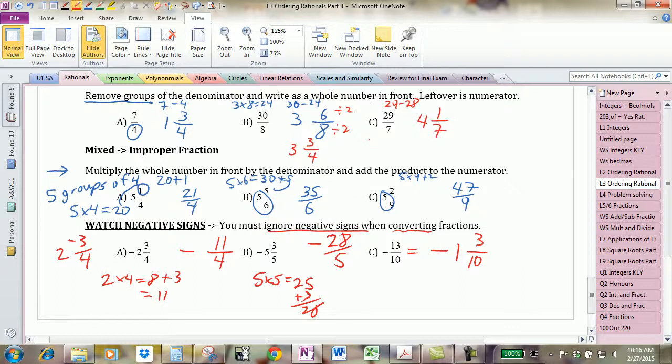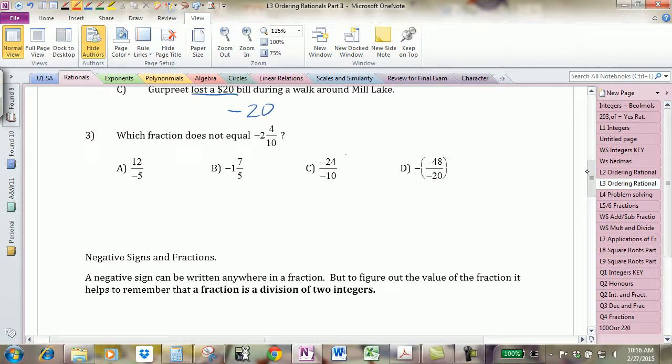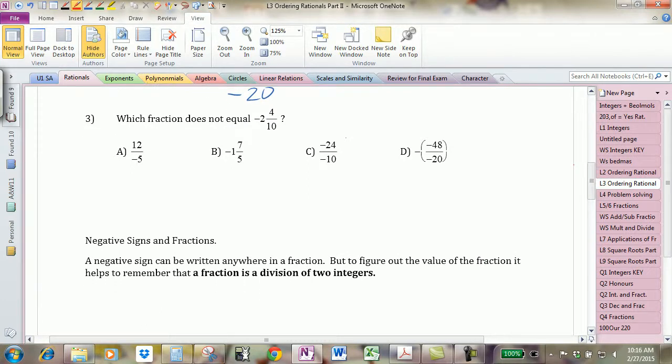Okay. Any questions? So yeah, I wouldn't write it with the 3. Okay. All right, let's go up here. Back here. So now that we just practiced all our fraction skills, which one does not equal negative 2 and 4/10? The first thing we should do is simplify this, please. It is not simplified, so reduce to lowest terms. Go.